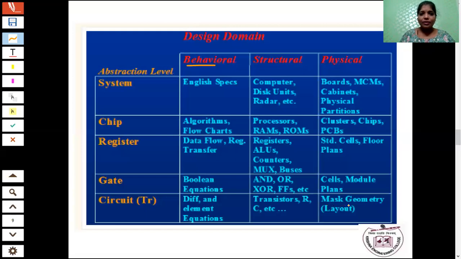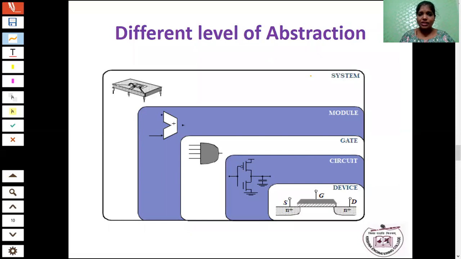Okay, so these are the different levels of abstraction, and how we are going to represent these levels with respect to the design domain. So the design domains are behavioral, structural, and physical. So these three are very important. Already I told you the different levels of abstraction, starting with the system level. From the system, we are going to find out what different modules are there in the system. Each and every module is implemented with the help of gates. From the gates, we are going to draw the transistor logic, that is nothing but a circuit. From the circuit, we are going to form the physical layout, that is nothing but our fabrication of ICs.